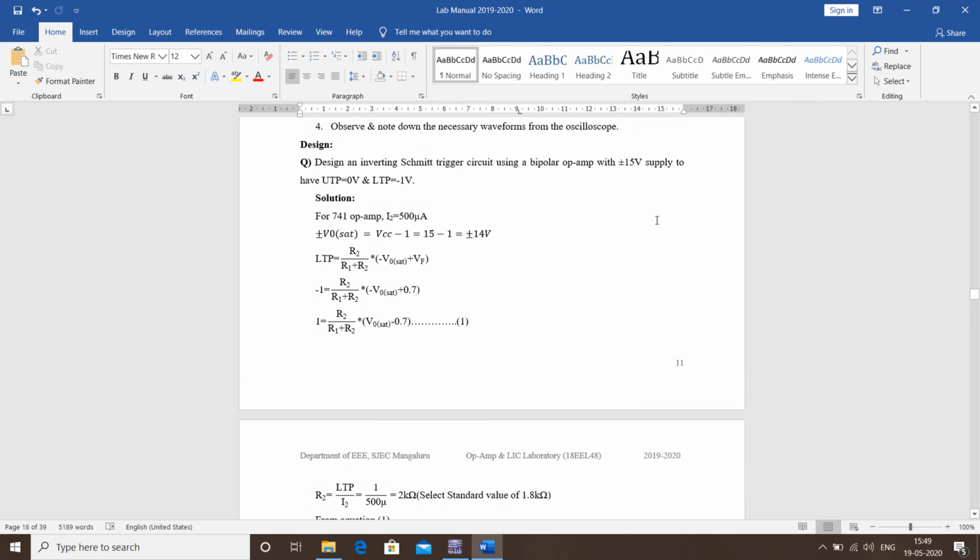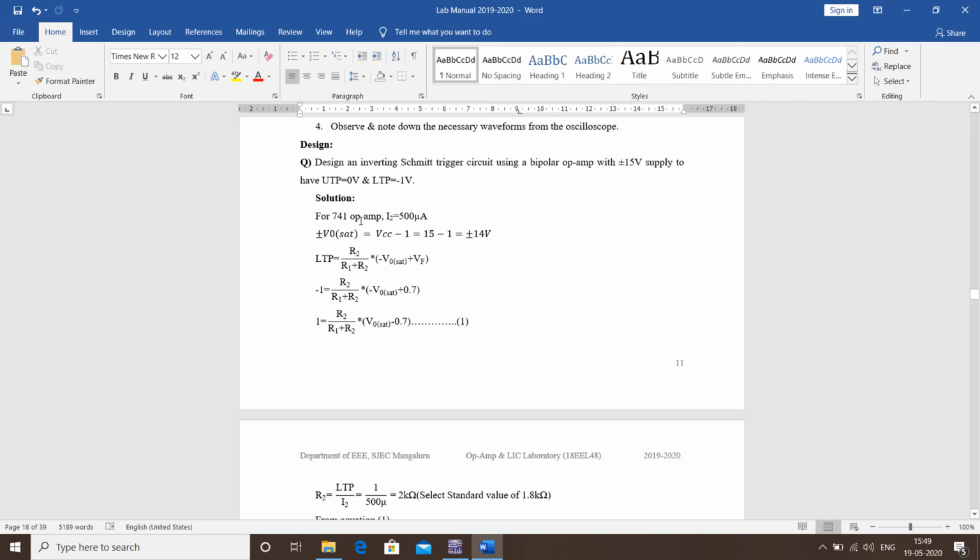So design an inverting Schmitt trigger circuit using a bipolar op-amp with plus or minus 15 volt supply to have a UTP of 0 volt and LTP of minus 1 volt. So in this, UTP and LTP levels are given. So the required values of R1 and R2 are to be obtained for this particular circuit, as well as since UTP is equal to 0, one diode is used in this particular circuit.